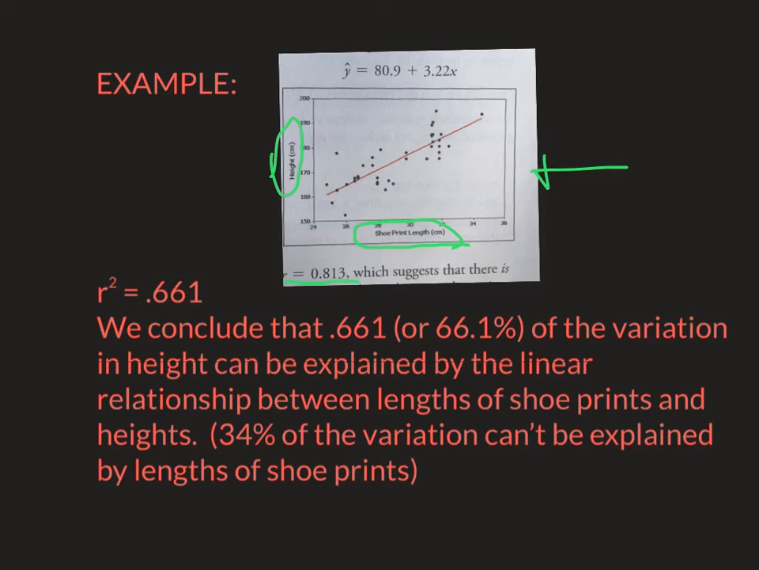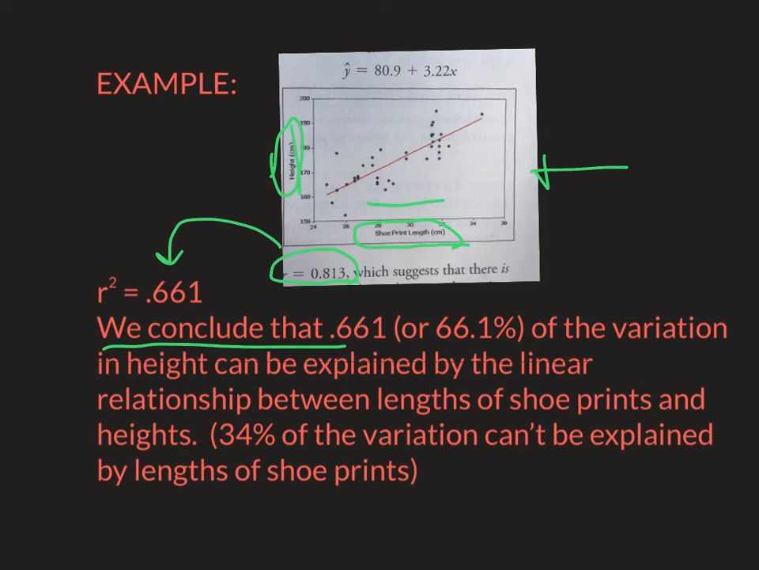It tells you what R is right here. R is 0.813, which is a good R. There's definitely a linear relationship. So what you do is you take the R and you square it. I took that 0.813, squared it, and got 0.661. And here's what we can conclude: 0.661, or 66.1%, of the change in the height can be explained by the change in the shoe print lengths. So 66% of the change in y is due to the change in x.